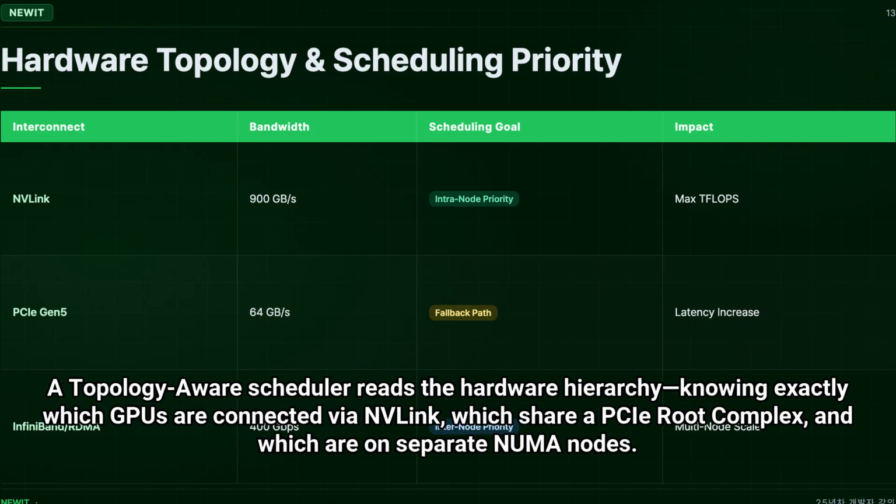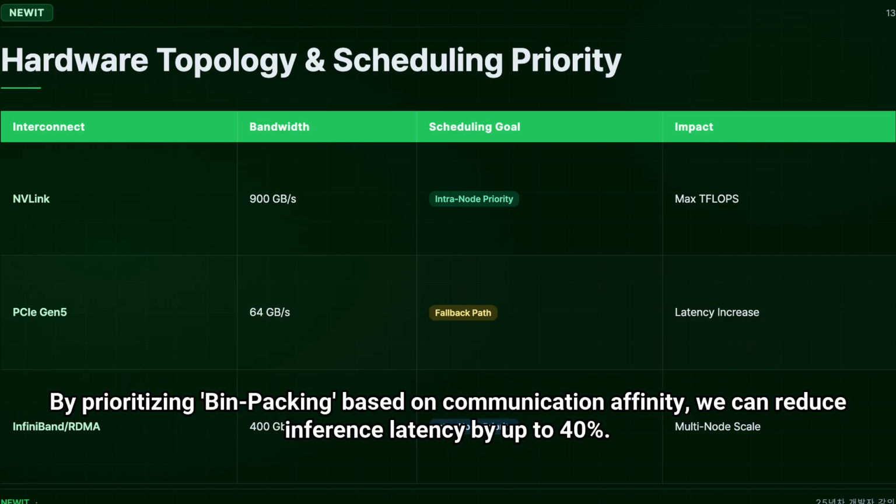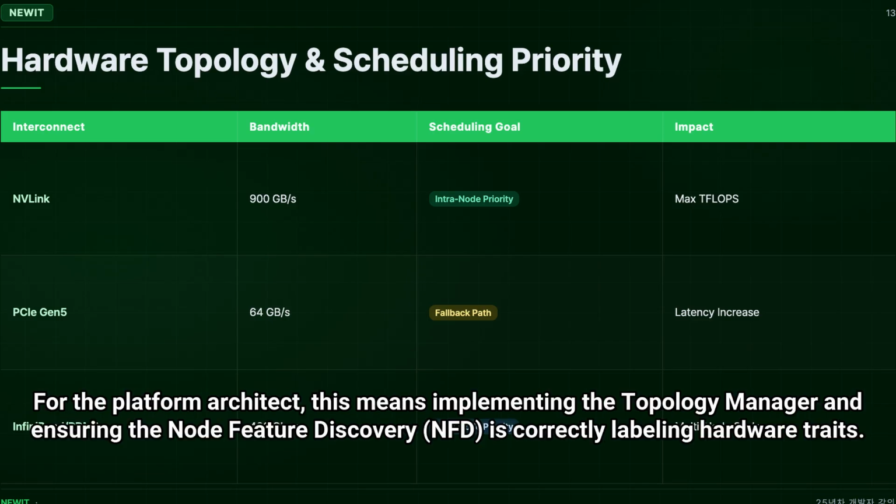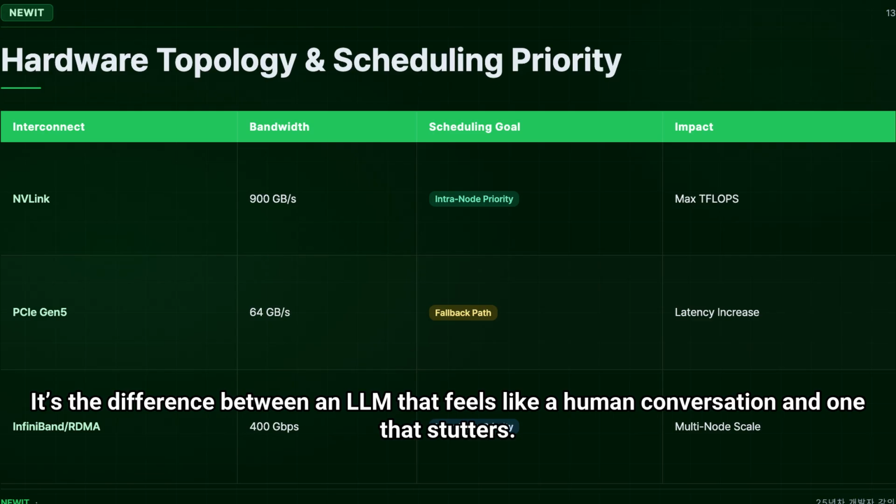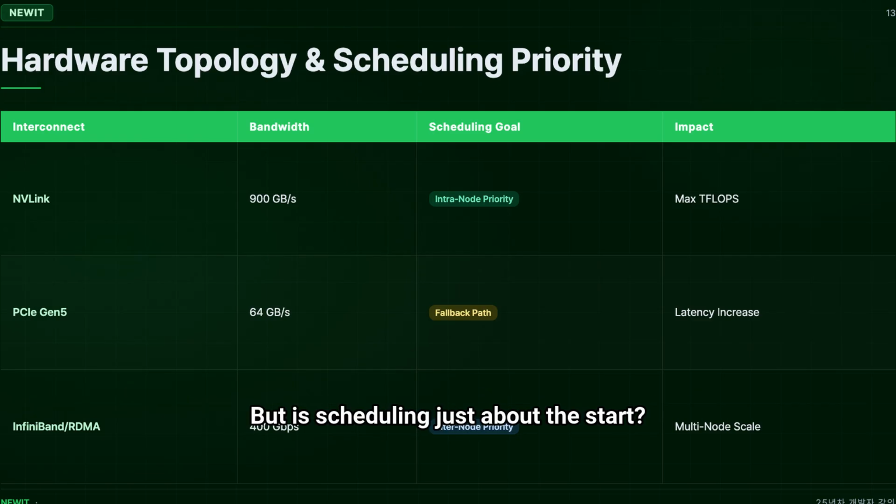A topology-aware scheduler reads the hardware hierarchy, knowing exactly which GPUs are connected via NVLink, which share a PCI root complex, and which are on separate nodes. By prioritizing bin packing based on communication affinity, we can reduce inference latency by up to 40%. For the platform architect, this means implementing the topology manager and ensuring the node feature discovery (NFD) is correctly labeling hardware traits. It's the difference between an LLM that feels like a human conversation and one that stutters. But is scheduling just about the start? What happens when a higher priority job arrives?